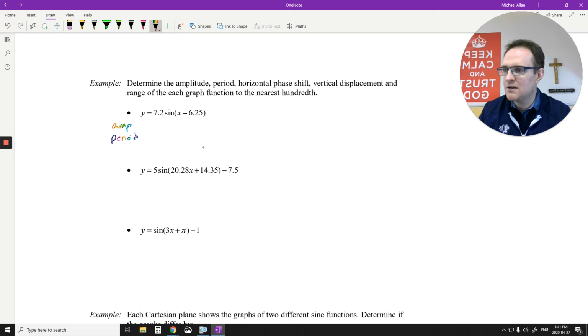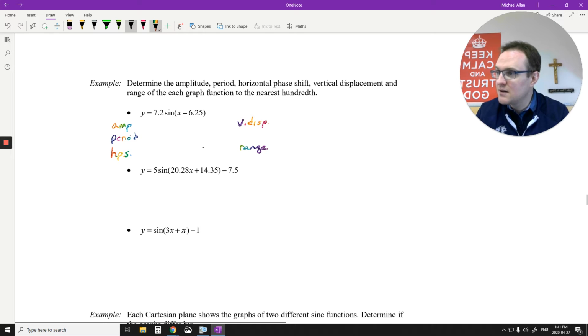What is my horizontal phase shift? Let's say HPS, horizontal phase shift. What is my vertical displacement? How much is the graph moved up and downwards? And what's the range of these graphs? You notice I didn't ask for the domain because the domain is probably going to just be x ∈ ℝ for all these graphs.